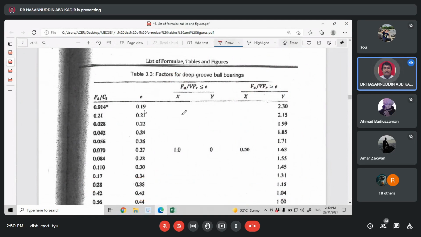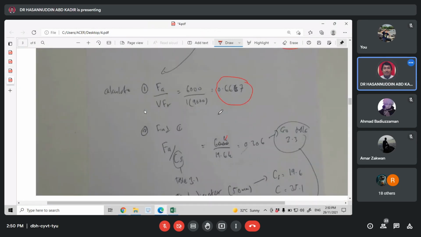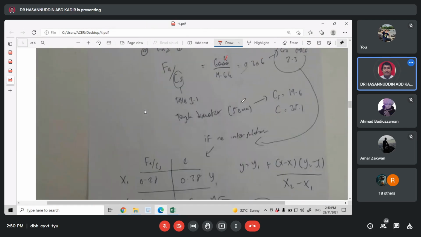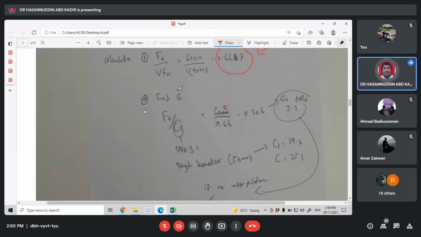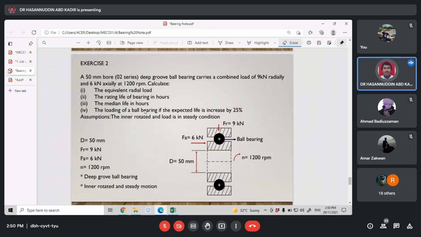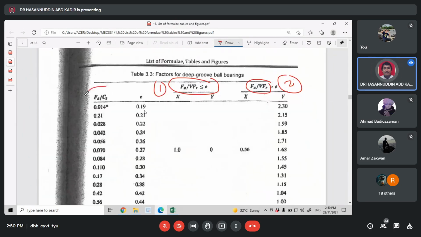Formula dia pada awal ni dia akan tentukan mana section yang kamu nak pilih, section 1 ke section 2. So section 1 ke section 2 ni ada syarat dia: FA over VFR must be less than E. Kamu kena kira dulu value of FA over VFR. Kamu dah kira, dapatlah value dia. Dan lepas tu daripada situ kamu pula kena cari the value of E berdasarkan FA over CS. FA over CS ni adalah daripada sinilah.